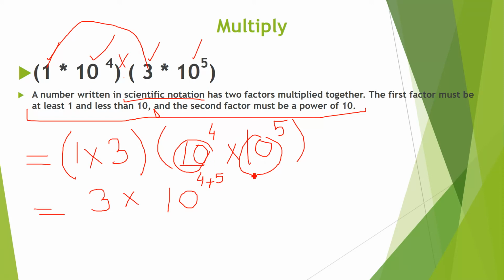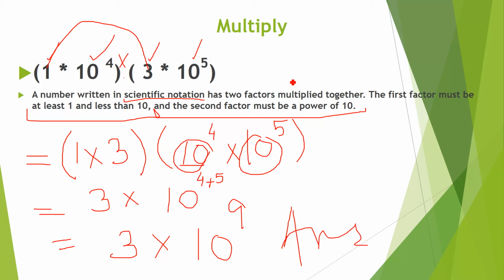So we have 10, 10, then you can add the powers, but you have to write down the base only one time. There is no need to write 10 two times. So in the next step, you will do 3 multiplied by 10 raised to power 9, and this is the answer. See, in scientific notation, the first factor must be at least 1 and less than 10. So this is 3, which is less than 10. And the second factor must be a power of 10. So this is the power of 10. This is the multiplication of scientific notation.